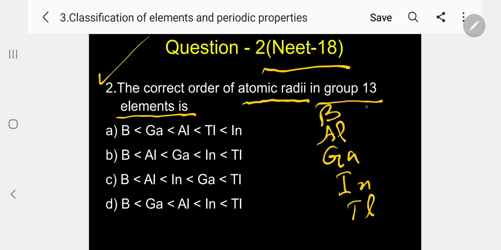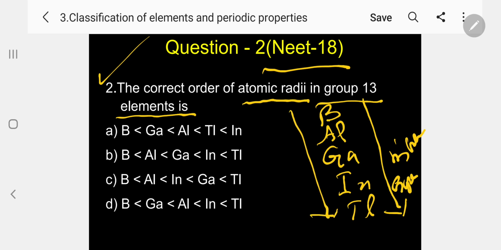Normally we informed you this is the expected order of increasing order. But when they are asking a question, there may be a problem, an exception may be there. That's why specifically they are asking. So you should be very careful. This is the expected order. What should be the correct order that we have to identify?